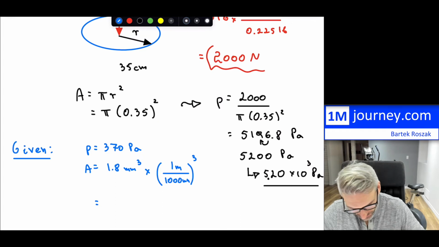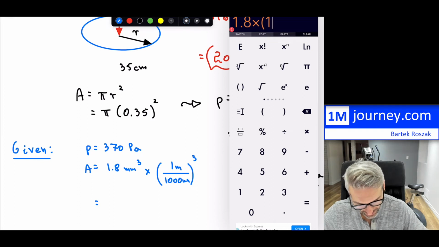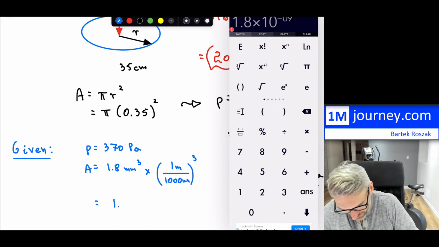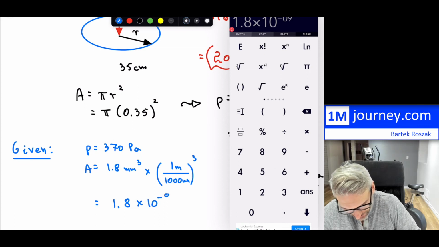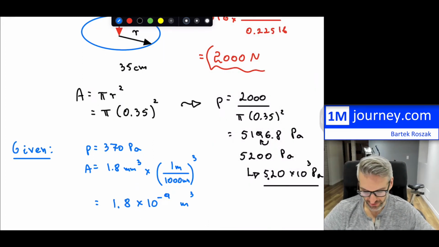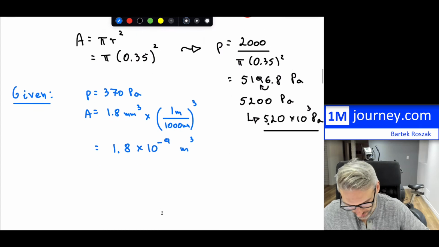Now you can put it in the calculator. 1.8 multiplied by 1 divided by 1,000, all cubed. It's very nice, it gave it to us in scientific notation, and I was going to write that anyways, but hopefully you can see that in here. So that's meters cubed, from the calculator. Now we have the pressure, we have the area itself, so we can find out what the force is.